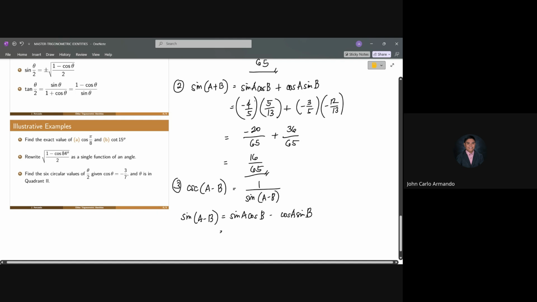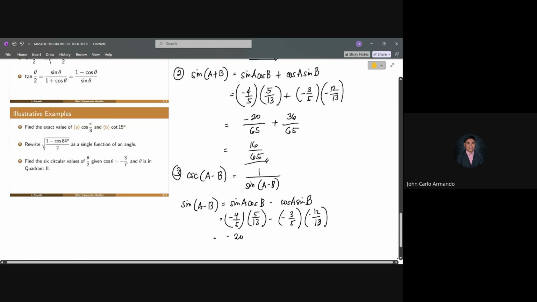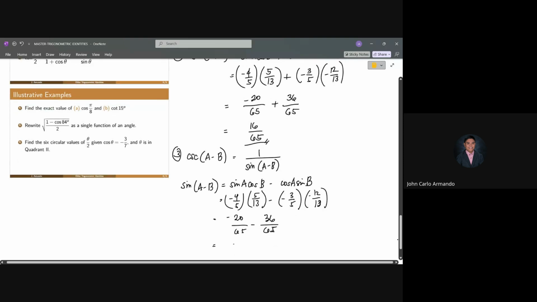And actually, these are the same values. Sine A is negative 4/5. Cos B is 5/13. Cos A is negative 3/5. Sine B is negative 12/13. And that's negative 20 over 65 minus 36 over 65. Instead of addition, we just subtract: negative 20 minus 36 is negative 56 over 65. And that is the answer.